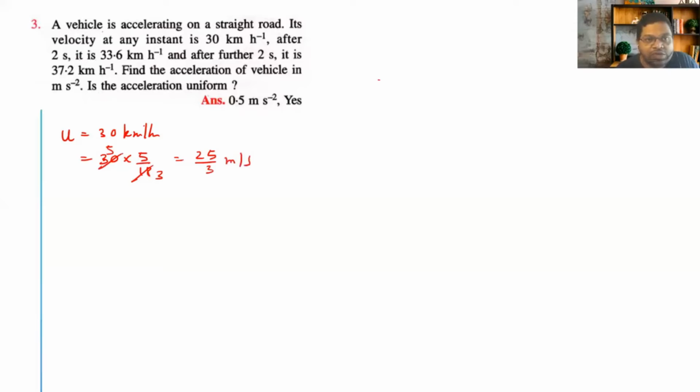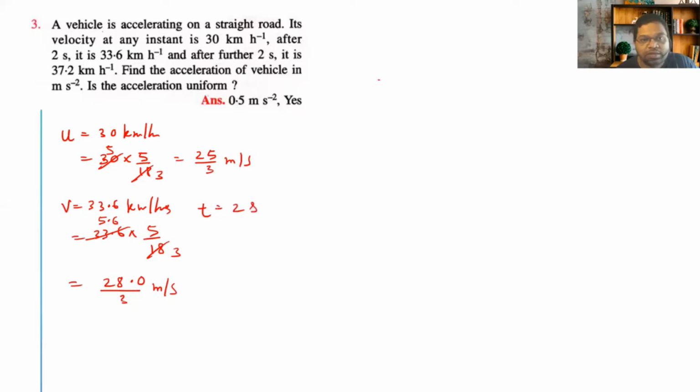And after 2 seconds, the velocity will become 33.6 kilometer per hour. So this will be 33.6 into 5 over 18. So 6 threes are 18, and this will be 5.6. So that will be 28 over 3 meter per second. And the time given is 2 seconds. So let's find the acceleration.